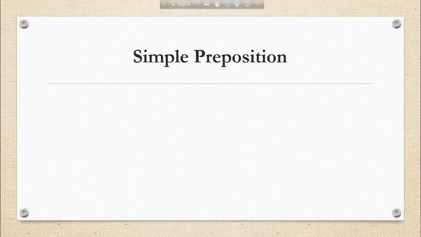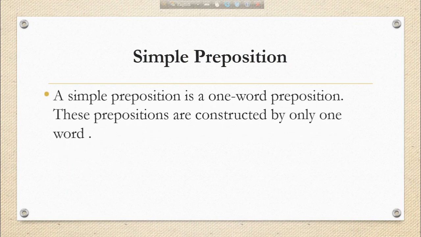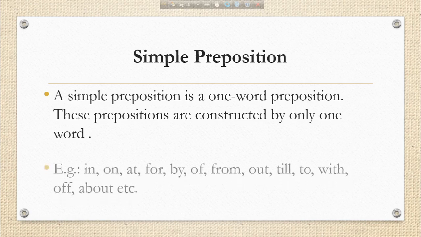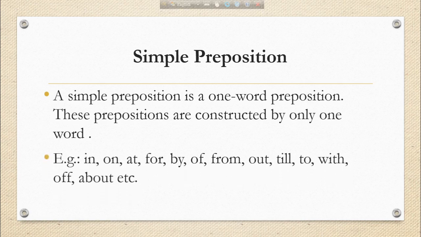So what is a simple preposition? By its name we can understand that a simple preposition is a one-word preposition. These prepositions are constructed by only one word. For example, in, on, at, for, by, and so on. We say the book is on the table.